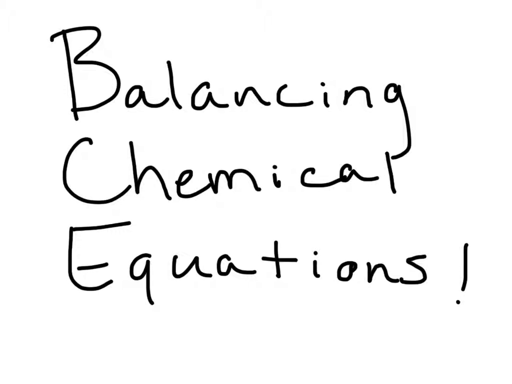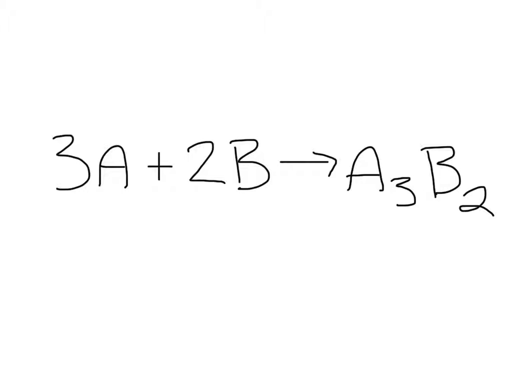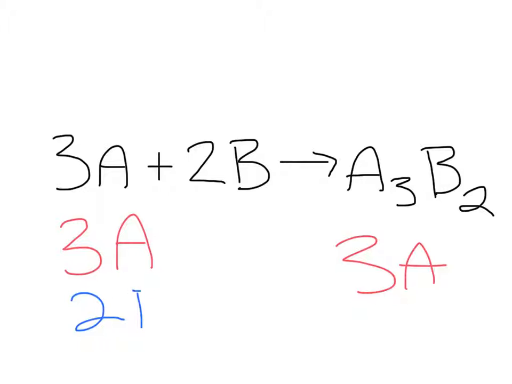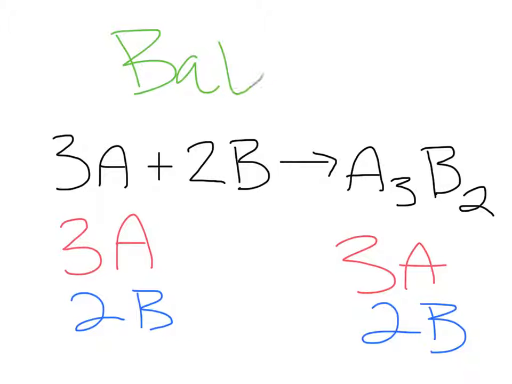Today we're going to learn about balancing chemical equations. When balancing chemical equations, we want to make sure that we have the same number of each type of atom on both sides of the equation. So here you can see we have 3 of atom A on each side and 2 of atom B on each side, meaning that the equation is balanced.